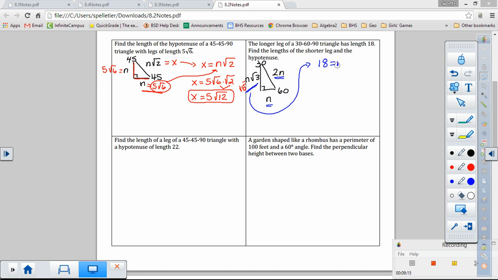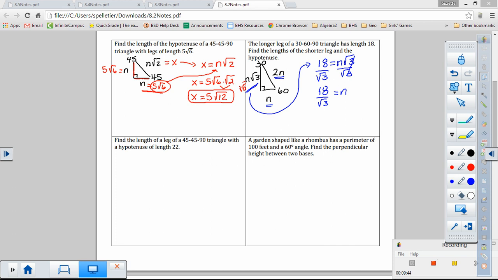18 equals n square roots of 3. So this is just like back on the first page, the pre-teaching of the root lesson. If you need to go back there and look at it, remember we're just trying to isolate the n, so we're going to divide both sides by the square root of 3. And we get n equals 18 over the square root of 3. Can we have a square root in the denominator? The answer is no. So we need to eliminate it.